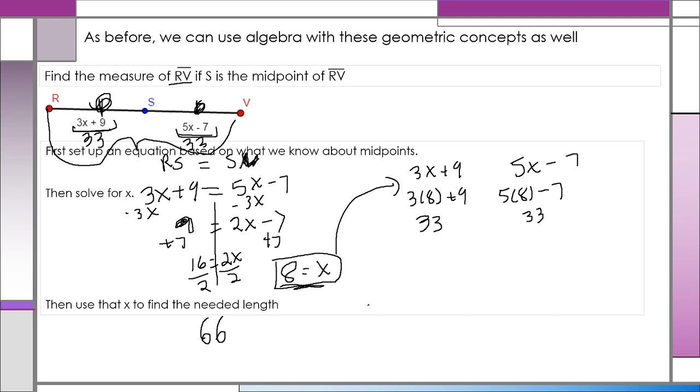Sometimes it might ask you just to find x. Sometimes it might ask you to find one of the smaller segments. Sometimes, like this one, it might ask you to find the entire length. So make sure that you have the actual answer that you need. If it asks you to find a length or a measure of something, then usually you're going to have to take your x number and plug it back into something, like I did here. So be on the lookout for that keyword. If it says find the length or the measure, you're going to have to most likely plug your x back into something in order to get that to work.